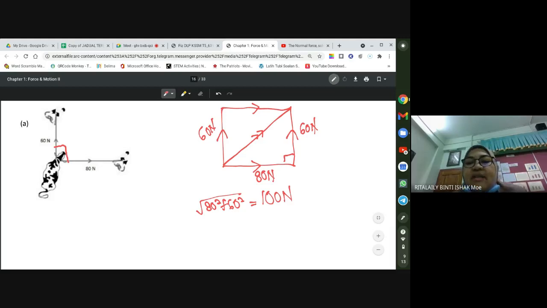So if you look at the parallelogram, the resultant force is the hypotenuse of the triangle. Referring to the diagram, we can use Pythagoras theorem to calculate. Actually there are two methods. One is using drawing, the other one is using calculation. Since both forces are exerted at 90 degrees, perpendicular to each other, we can use Pythagoras theorem.